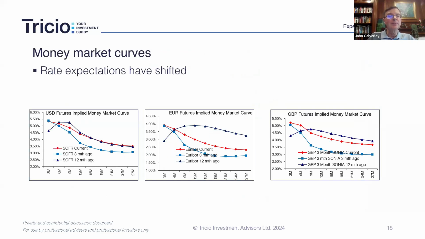We can see this is the implied futures curve. The red line is where we are now, and the blue lines are 3 months ago. So you can see expectations for rate cuts have been dialed back quite a bit over the last 3 months. And that's partly because of what the central banks are saying.